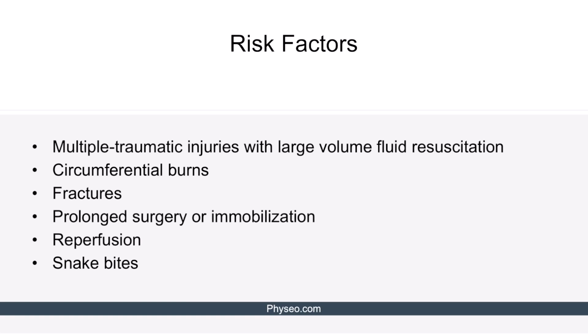All right, now let's move on to discuss risk factors. The risk factors for compartment syndrome are directly related to what can cause the increased capillary leaking into the soft tissue compartments. This would include patients with multiple traumatic injuries who undergo large volume resuscitation. Circumferential burns are on this list due to the eschar formation after the burn, which reduces the size of the compartment in addition to the increased capillary leak.